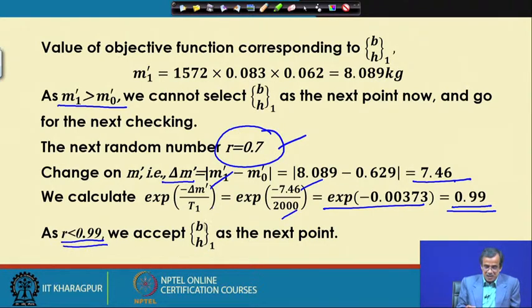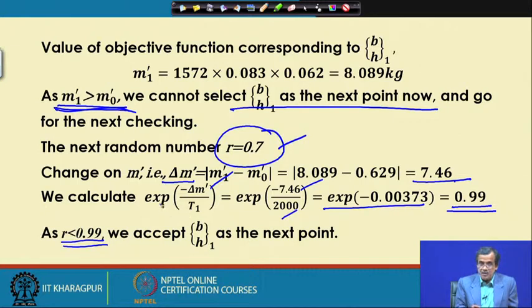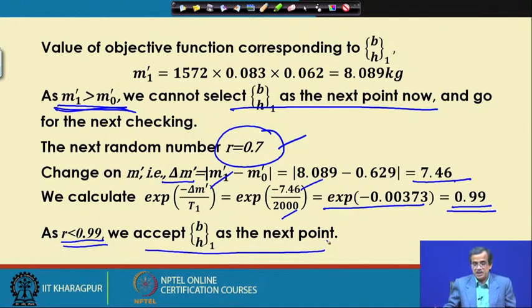So, we accept this Bh1 as the next point. So, this is the principle which we use. Although this particular Bh1 is not selected according to this particular condition, we give another chance using this Boltzmann probability distribution concept, and according to this, that is Bh1, we are going to accept. This completes one iteration.